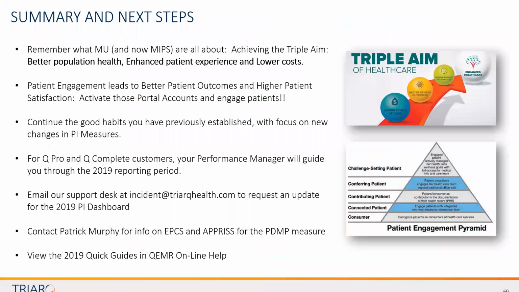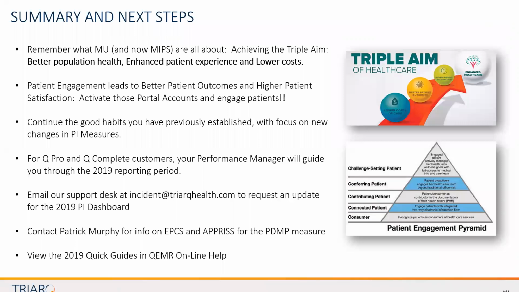Okay, summary, next steps. Remember what this is all about, guys. Achieving the triple aim: better population health, enhanced patient experience, and lower costs. Patient engagement leads to better patient outcomes and higher patient satisfaction, right? Let's get those portal accounts going so we can get our patients engaged. Continue the good habits that you've established in previous years, right? You guys have been doing this for a while.